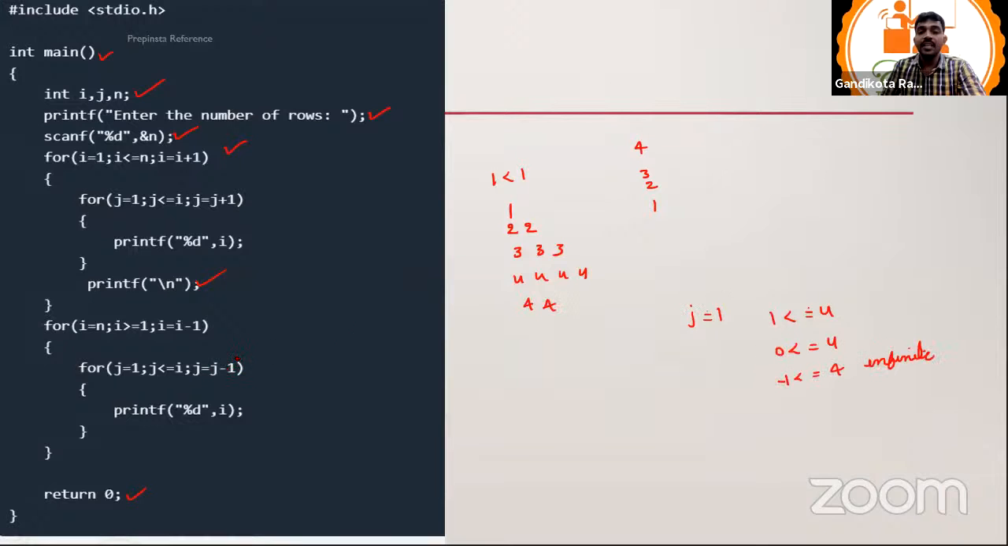So here this is wrong. It should be j equal to j plus 1. Then it comes to here. After that 4 is printed. After that there is nothing more. Then the next time it prints 3 3s here. But it should go to the next line, right? So there is no printf slash n.